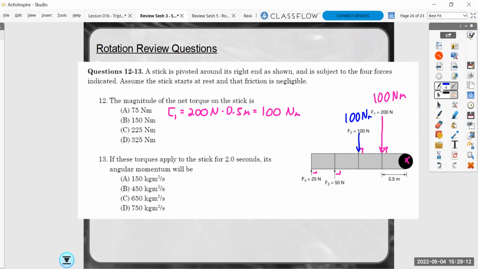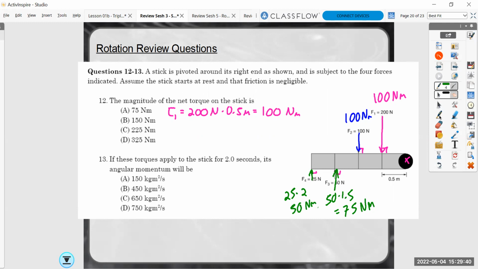We also have a couple torques in the other direction. This one is going to be 50 times 1.5, or 75 Newton meters. And this one here is going to be 25 times 2, or 50 Newton meters. And then we've got to be a little cautious, right?